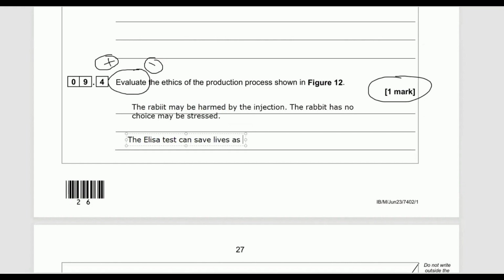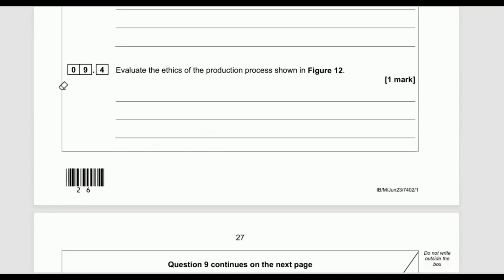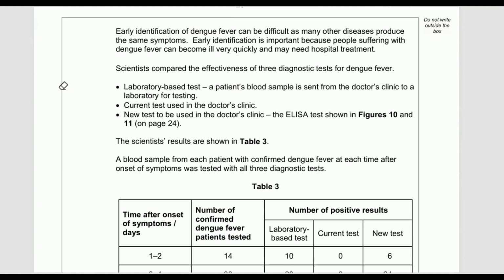And monoclonal antibodies aren't just used in tests like this dengue fever test. They're also used in targeting cancer cells in chemotherapy, to deliver the chemicals so they only attach to the mutated cancer cells by binding to the antigens, and they carry a drug and that kind of thing. So basically, we just want to say that they're really good to be used in medicine. They can have lots of benefits, but at the same time, there's an ethical question about cruelty to animals and the way rabbits are being harmed or stressed.